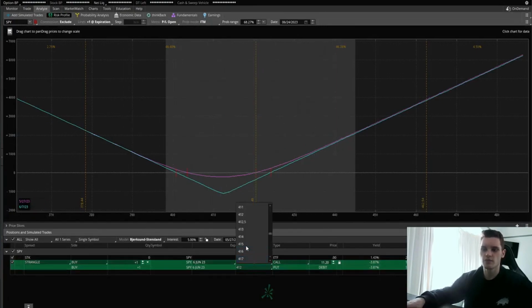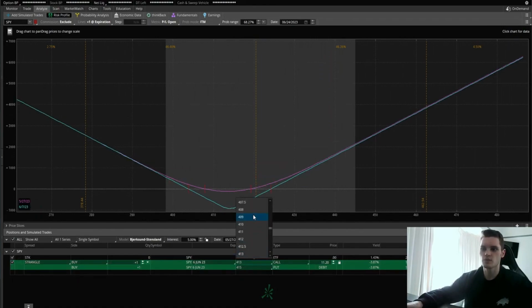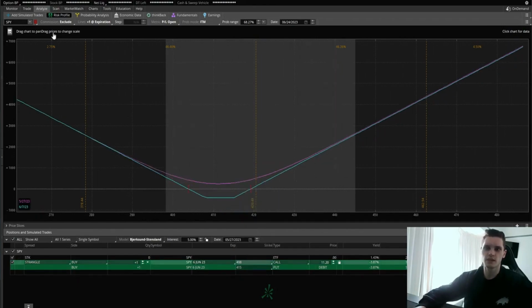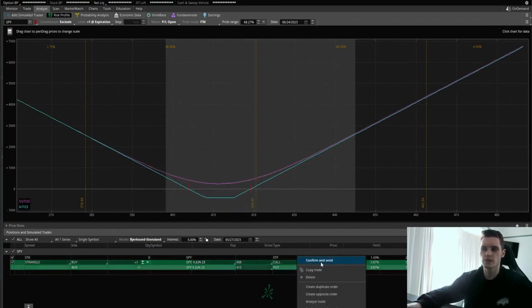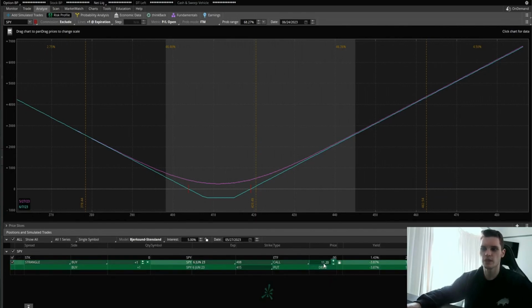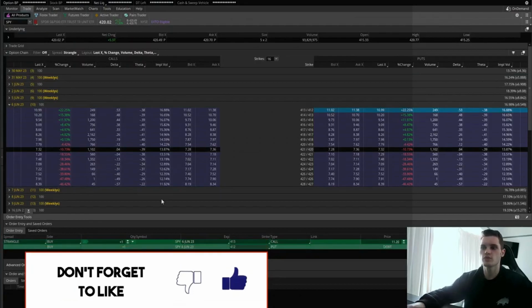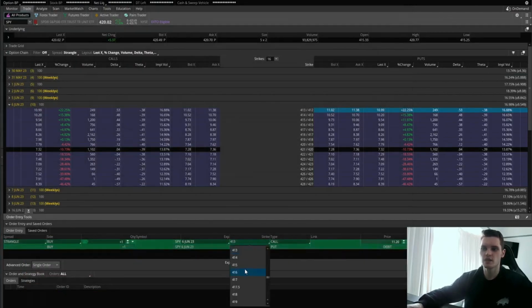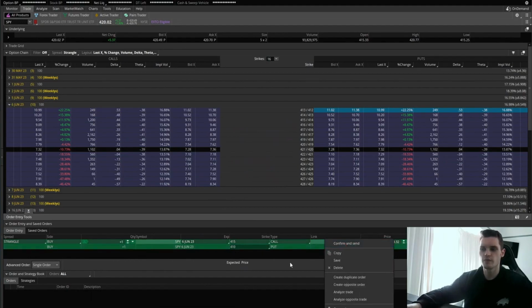You can change it here if you want, say to a 415 to a 408 or something. And you can either send it off by doing confirm and send. All you have to do is right click, confirm and send. That will send off your trade for the debit of $11.20. Or you can go down to trade and adjust it in here. Let's say you want to do 415 and a 410. It will cost you $932. Then you can right click, confirm and send, or go to the bottom right, confirm and send.